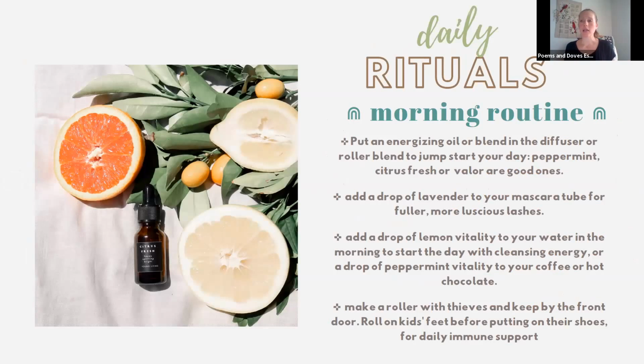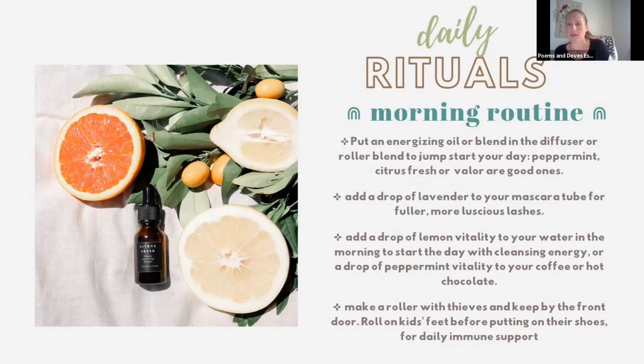All right, so some daily rituals that you can do. Sometimes oils can be kind of overwhelming, and it's like, where do you start? How do you use them throughout your day? Some daily rituals for your morning routine: you can put oils in a diffuser to energize you and get you ready for your day. Things like peppermint, Citrus Fresh, or Valor, anything to get you up and running.